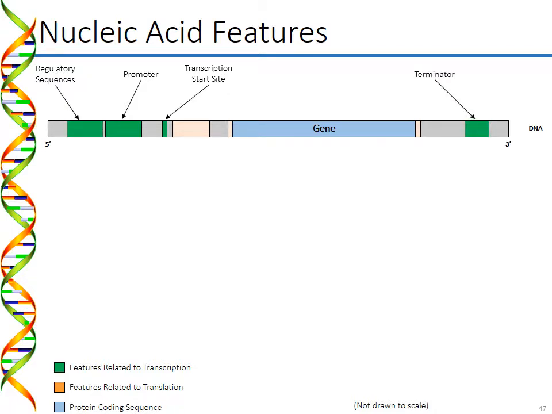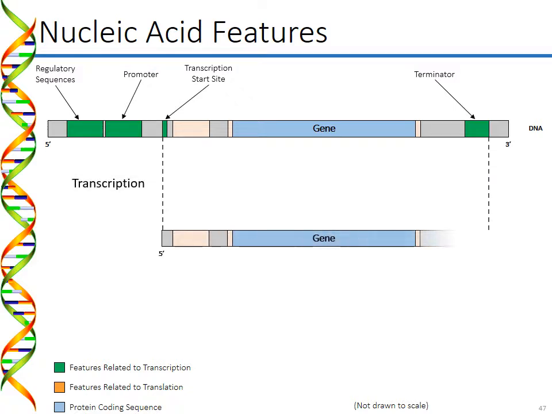So the next feature that's related to transcription, all the way at the 3' end, is called the terminator, and we will be discussing all of these in more detail shortly. So once transcription occurs, as I mentioned, it starts at the transcription start site. So the mRNA copy that is made does not include the promoter, the regulatory sequences, or any of the DNA sequence upstream of the transcription start site.